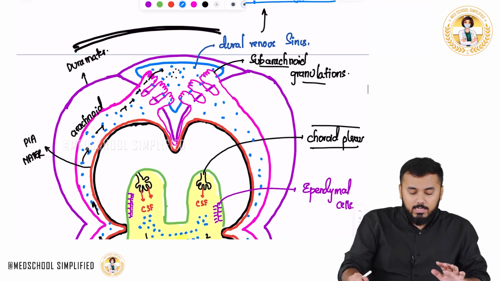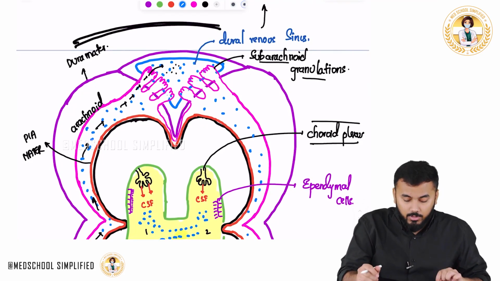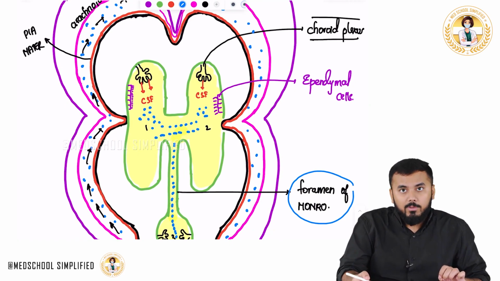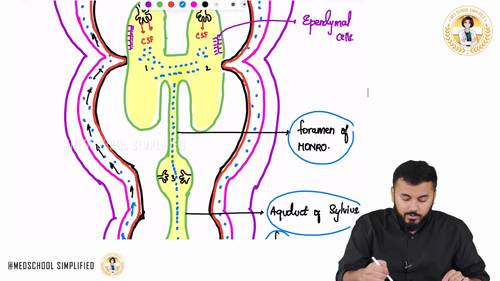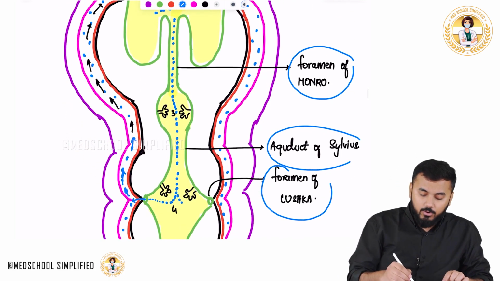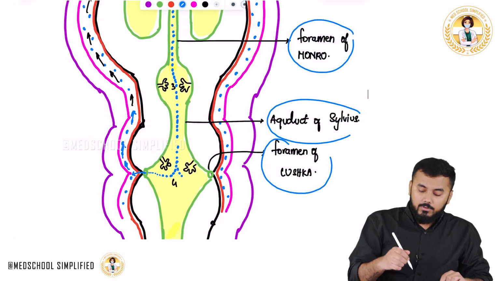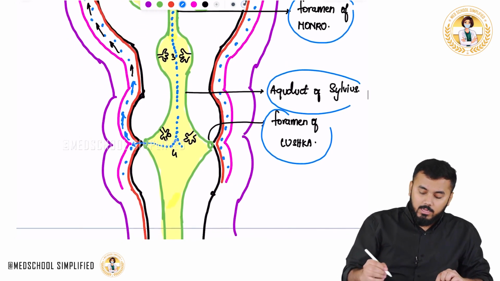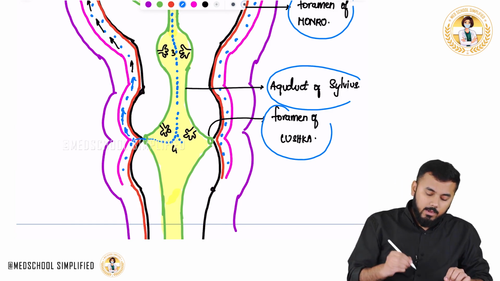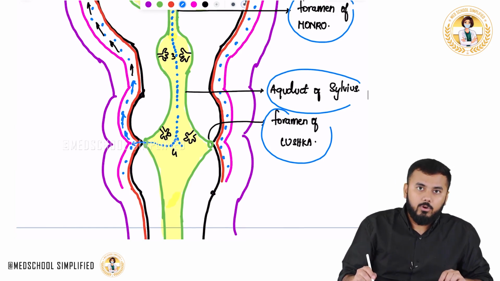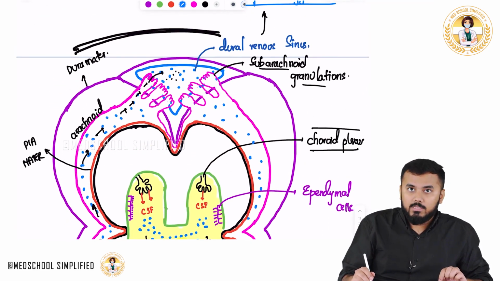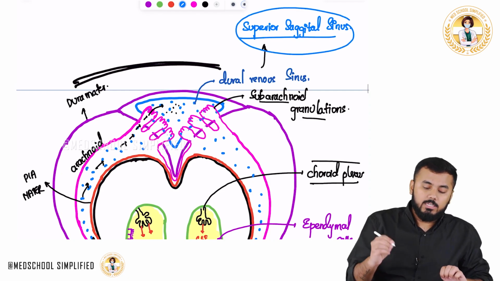Okay. So these are some of the important things which you need to know. So let us write down the pathway here. What is the pathway? First, the choroid plexus. From the choroid plexus, CSF enters the third ventricle with the help of the foramen of Monro. From the third ventricle, it will enter the aqueduct of Sylvius. From there, it will enter the fourth ventricle. From the fourth ventricle, with the help of the foramen of Luschka, it will enter the subarachnoid space, and from there the subarachnoid granulations, and finally the dural venous sinus, and at last the superior sagittal sinus.